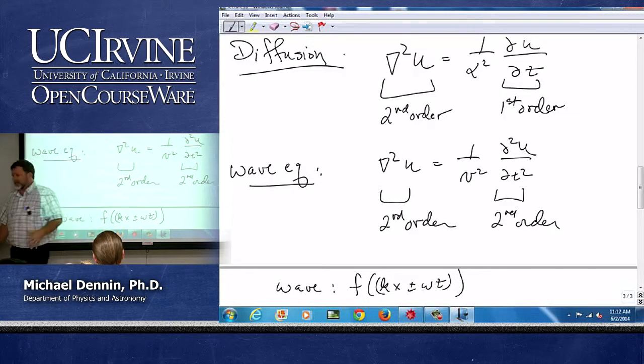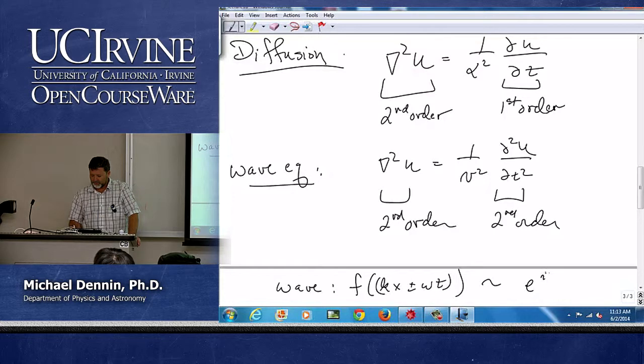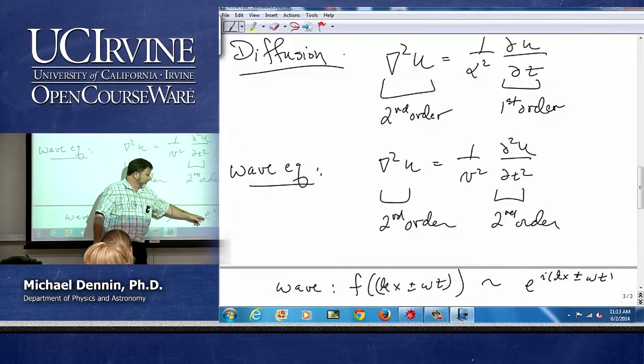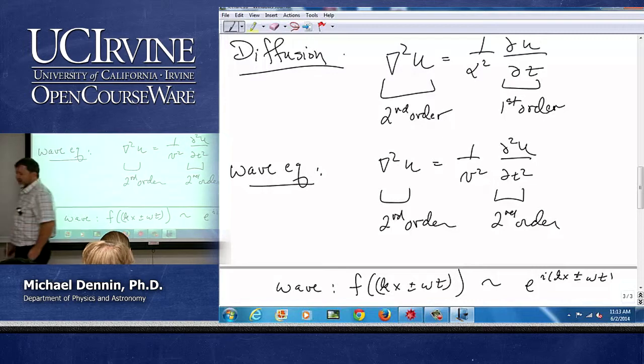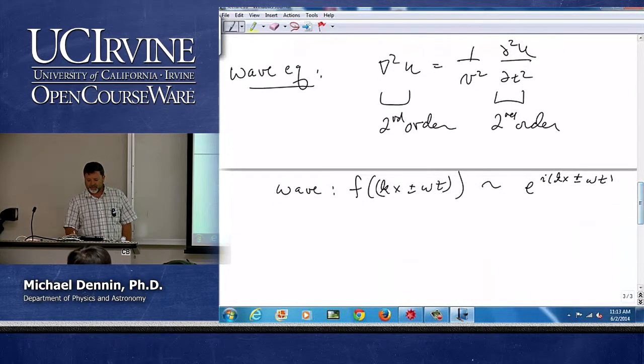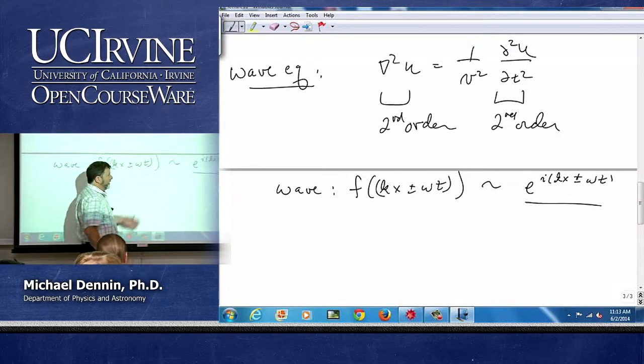And that particularly makes sense when we think about the prototypical wave, which is e to the i(kx plus or minus omega t). We'll come back to this. The key thing about this e to the i(kx plus or minus omega t) format is keep in mind that is not a real number, right? So that's not going to be a real wave. At the end of the day, if I want to draw a wave, I can't draw e to the i kx.